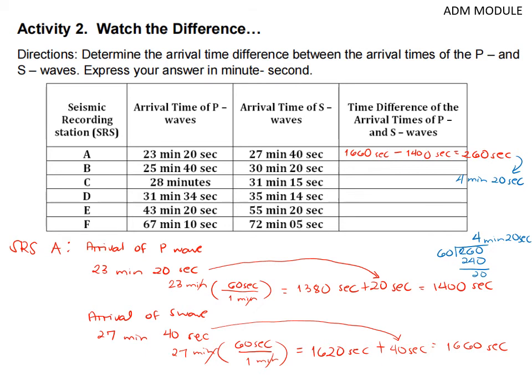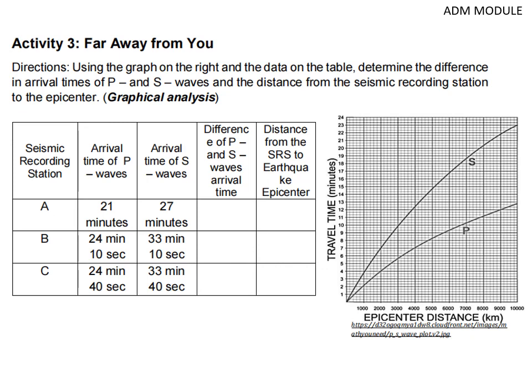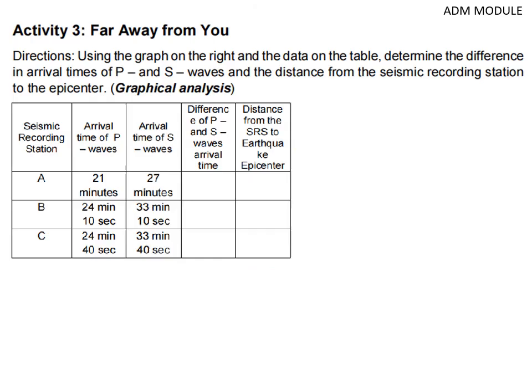So you just need to follow these steps to get the time difference of arrival times of P and S waves for seismic recording stations B, C, D, E, and F. Following this one, we have "Far Away From You." In this part, you just need to compute the distance from the seismic recording station to the earthquake epicenter. For station A, for this 6 minutes, the distance from station A is 4,500 kilometers. So you just need to do the same for the other stations.